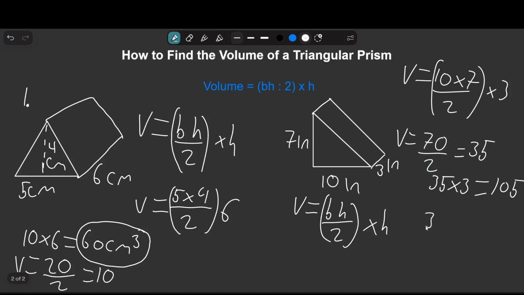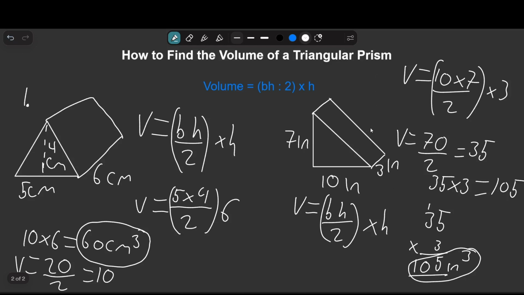So we have 35 times 3, like this. So what we do is exactly like this. So we do 3 times 5 is 15. Write the 5 down. We put the 1 here. 3 times 3 equals 9 plus the 1 equals 10. So we just write the 10 and we will get 105 inches cubed. So this will be our final answer.